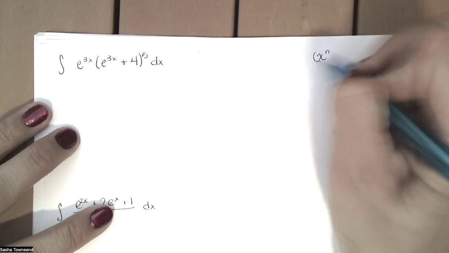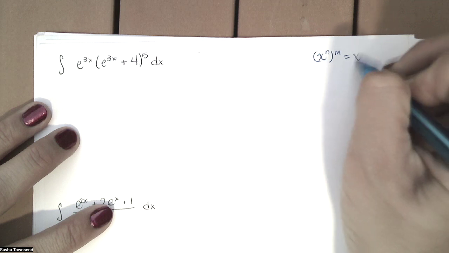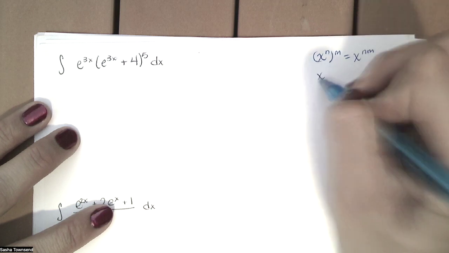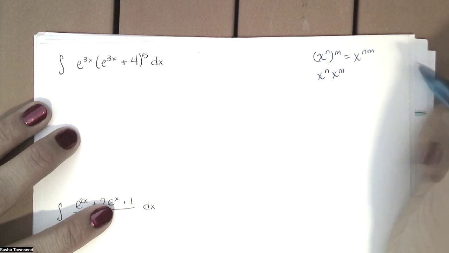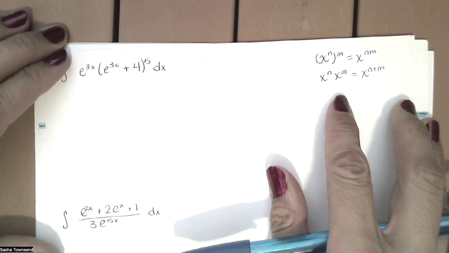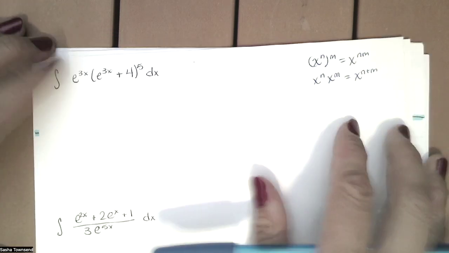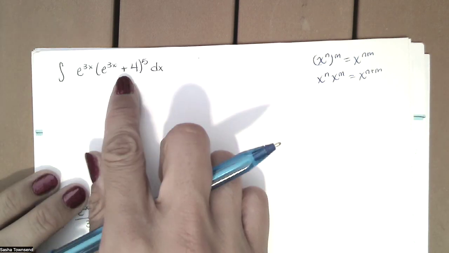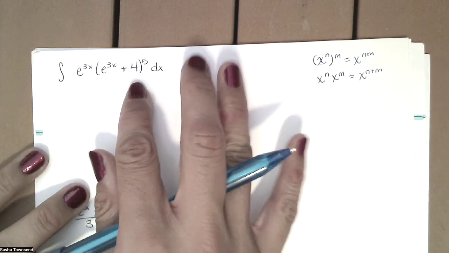If I have a power raised to a power, we multiply those exponents. And if we have a power times a different power, you just add the exponents. We have the same base. So we might use this rule if necessary. But we might also use u-substitution. There might be an easier way.